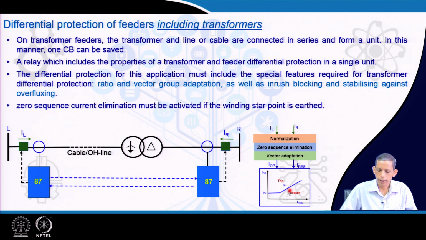And again we are talking about the percentage bias to consider this, and then we have this local end and the remote end, IL signal and IR signal, and we have, just like a line differential protection, a breaker here, a breaker at this end, and individual 87 from both perspectives. But mind what will happen, because it includes a transformer in series.